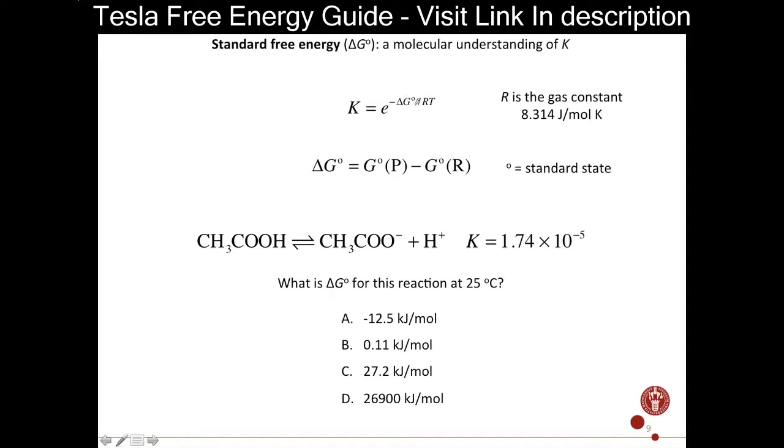And the standard free energy change here, delta G standard, is the standard free energy of the products minus the standard free energy of the reactants. And the standard refers to the standard state, and that's indicated by this symbol here. In later videos we'll talk about what the standard state is. It's usually a standard pressure, but much more about that later. Okay, so that's the relationship between delta G standard and K.